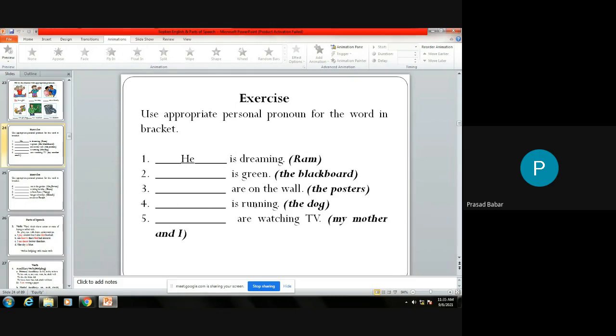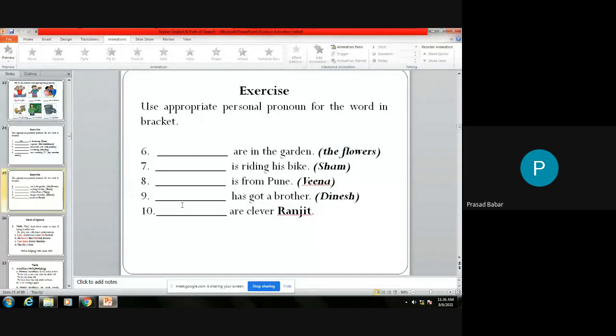Then the next is the dog is running. It. Yes, correct. The next is my mother and I are watching TV. We. Yes, we are watching TV. Correct. Very good. The next example is the flowers are in the garden. They are in the garden. Correct. The next is Sham is riding his bike. He. He is riding his bike.